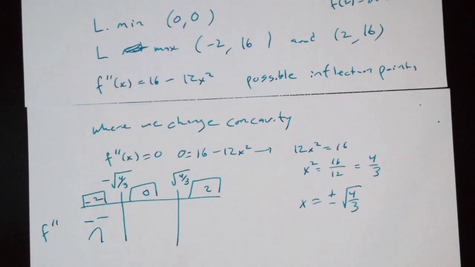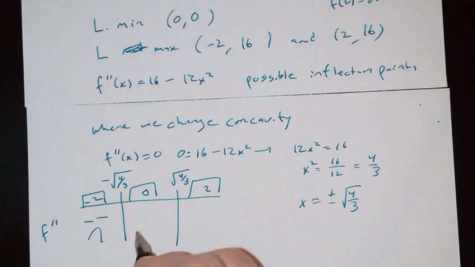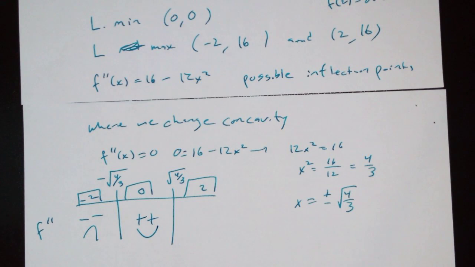If I put in 0, I get 16 minus 0. That's positive. My second root is positive. We're concave up. Put in 2, symmetry, and concave down again.